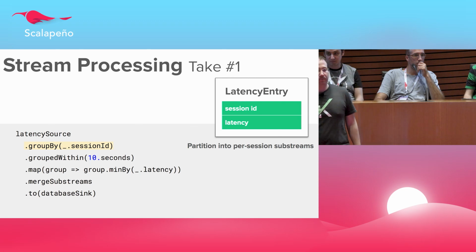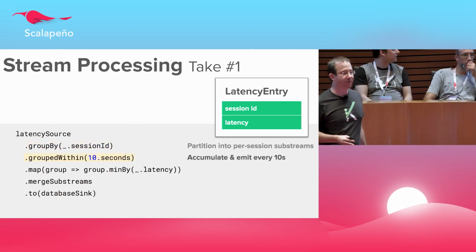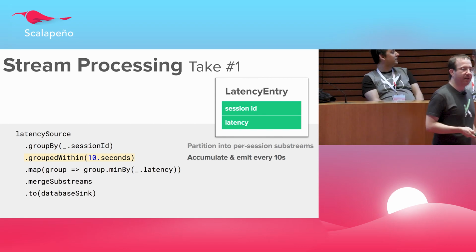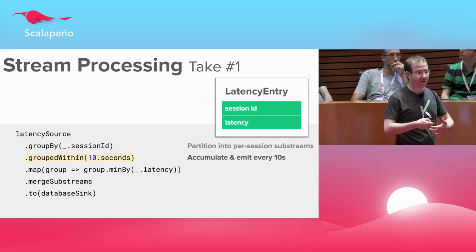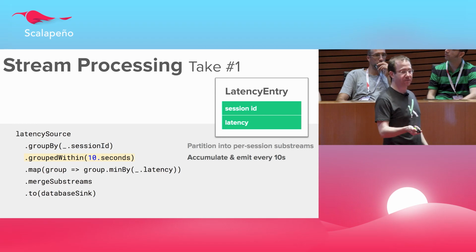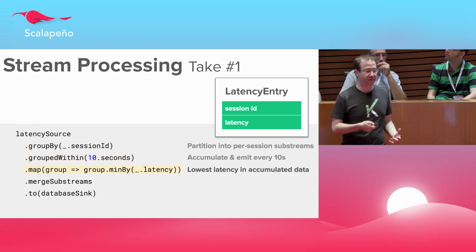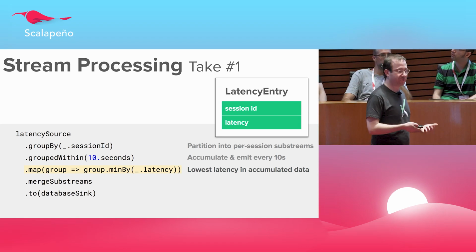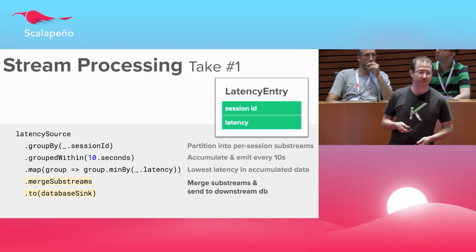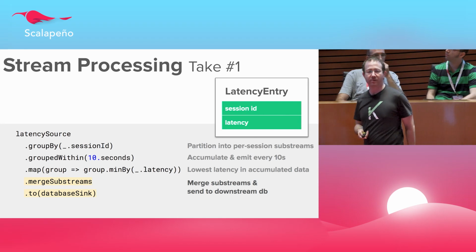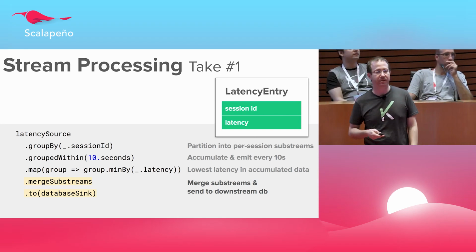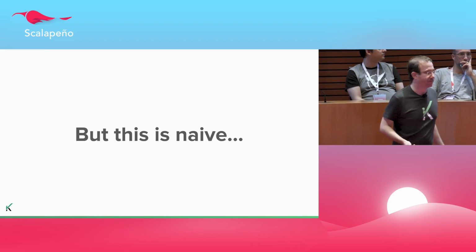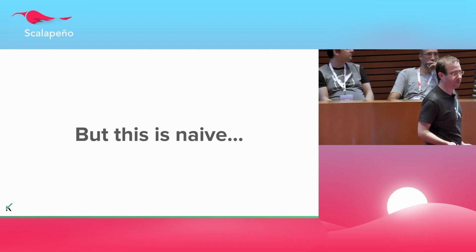We then accumulate them into 10-second time windows. And once every one of these elapses, we want to find the lowest latency within that window. Once we have that, those substreams that we have, we want to merge them together and relay that downstream to arrive into the database. So, as I mentioned, this is naive. This doesn't achieve what we want.